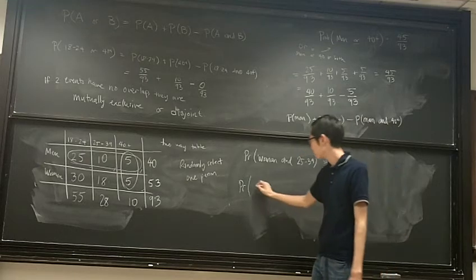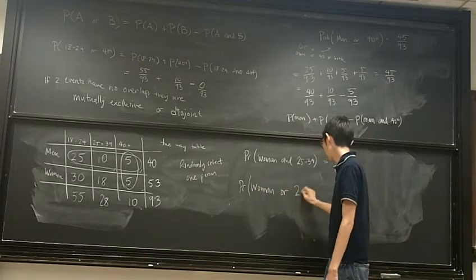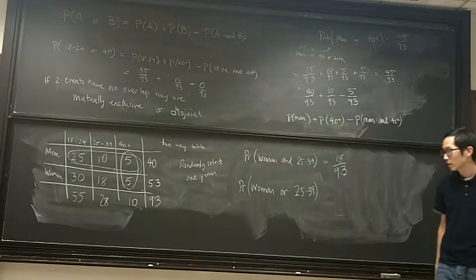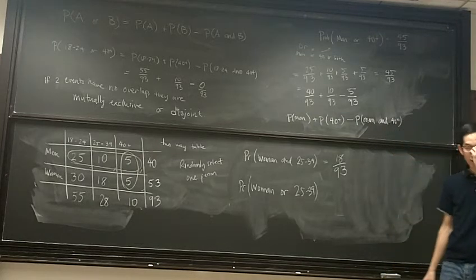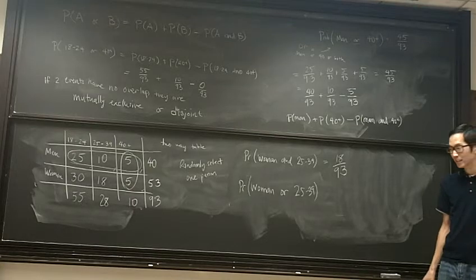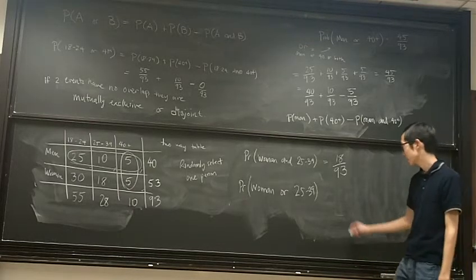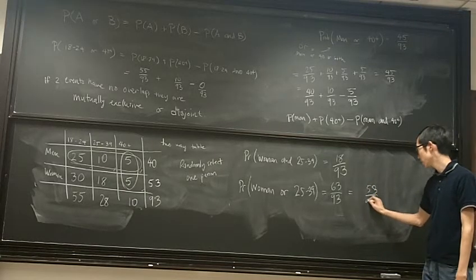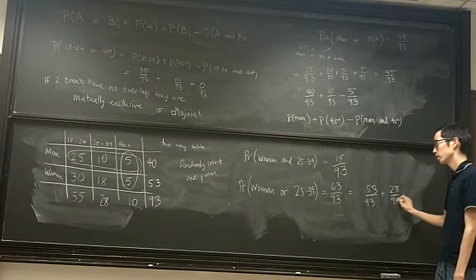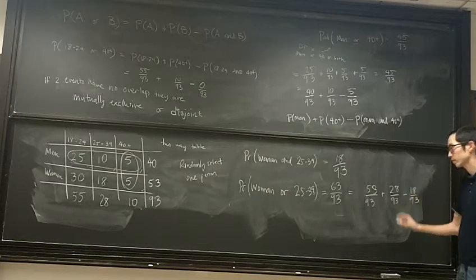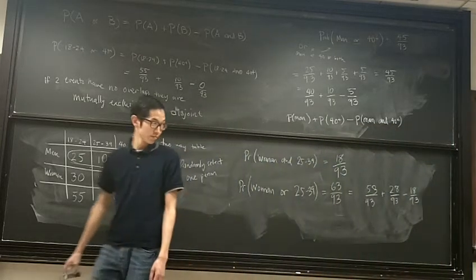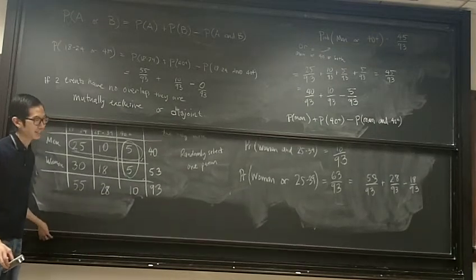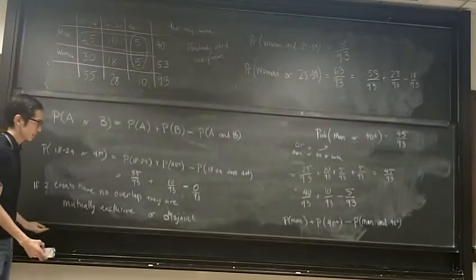Okay. All right. So what's the answer here? Okay, everybody's saying a whole bunch of stuff. 63 over 93. Okay, the answer is 63 over 93. And that we did by doing 53 over 93 plus 28 over 93 minus 18 over 93. That's the "or." Okay. Is this okay?